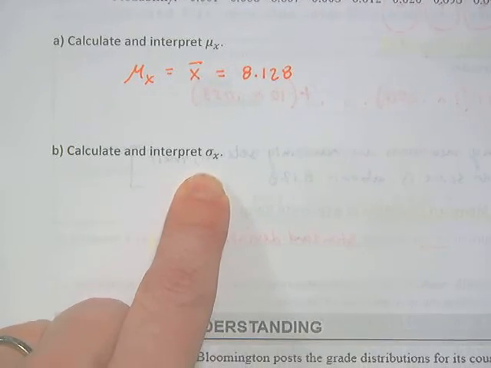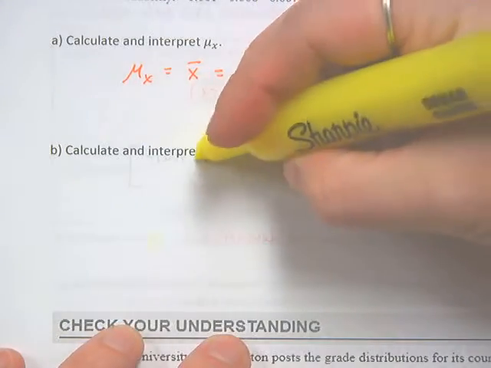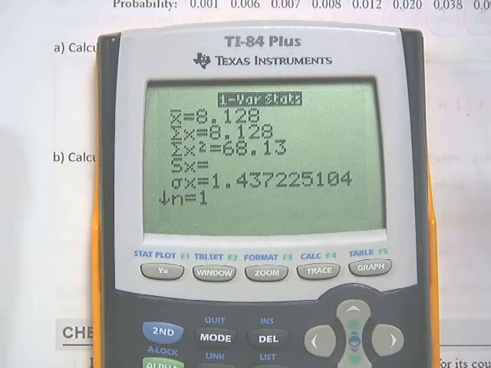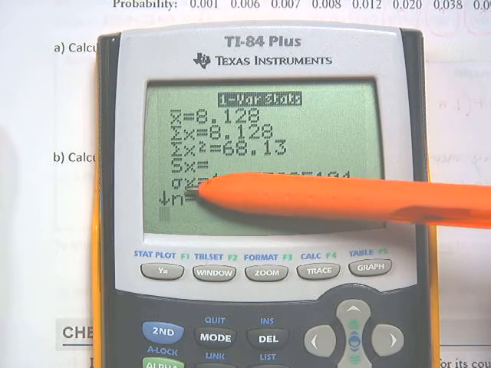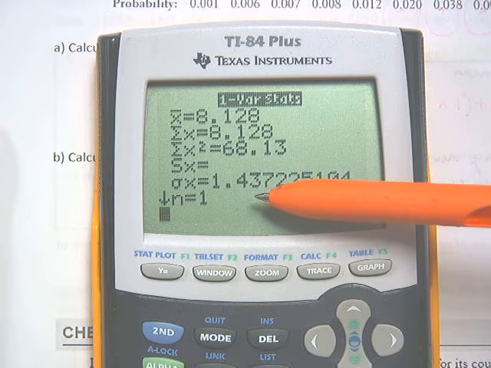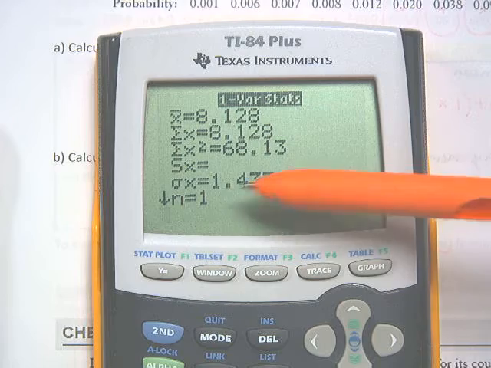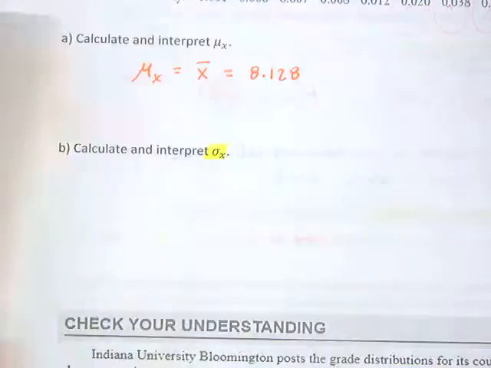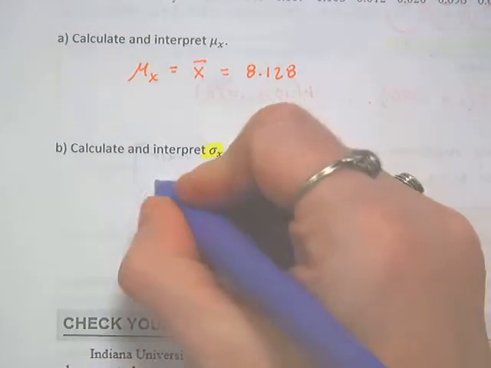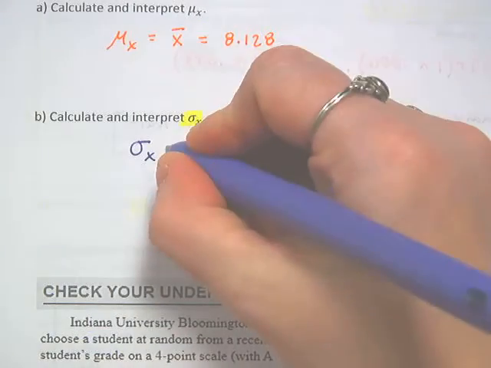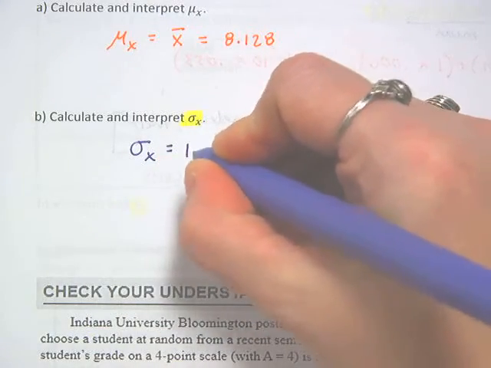Right here, this answer is also on your screen. Calculate and interpret the standard deviation. Here it is right here. 1 point, let's take that out to the thousandths, 1.437. The standard deviation of the discrete random variable is 1.437.